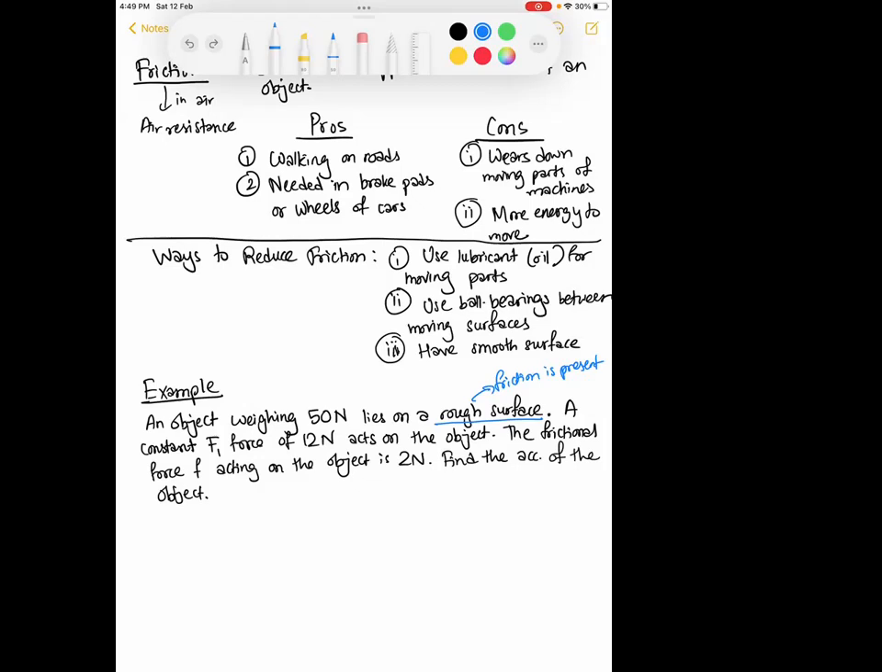It's quite simple. If you want, I can also draw the diagram. Let's say this is the rough surface. This is the object. This is F1. And obviously, you can do the rest.